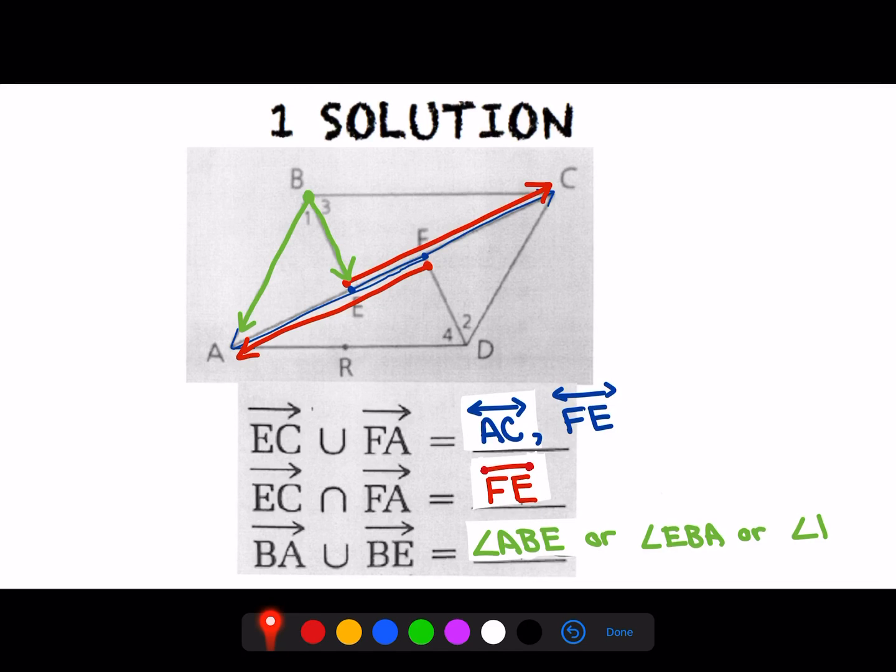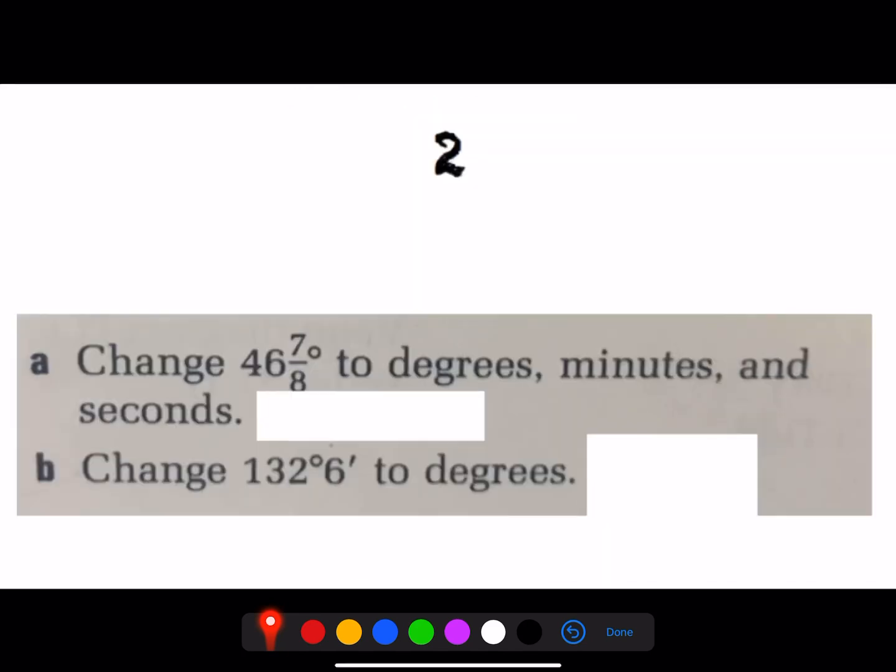All right, next up. Go ahead and pause the video, and then we can go through this one whenever you guys are ready. All right, looking at number 2. We're converting 46 7/8 to degrees, minutes, and seconds.